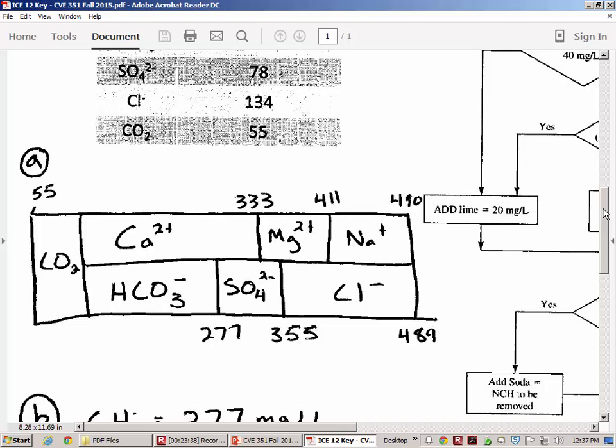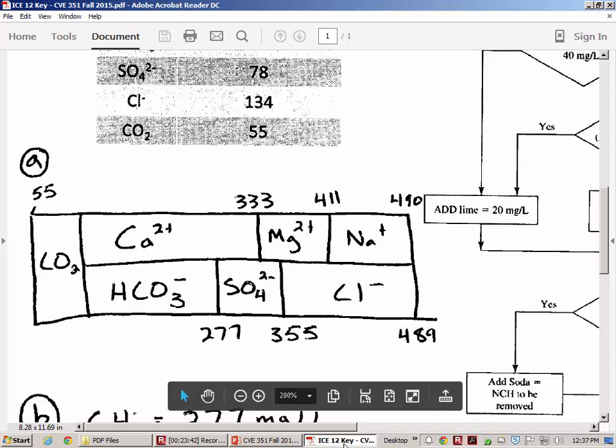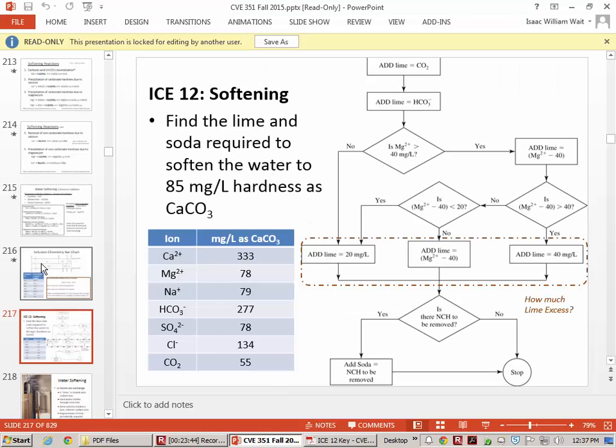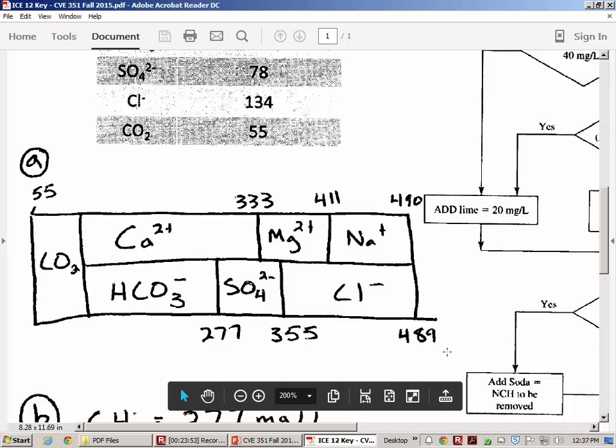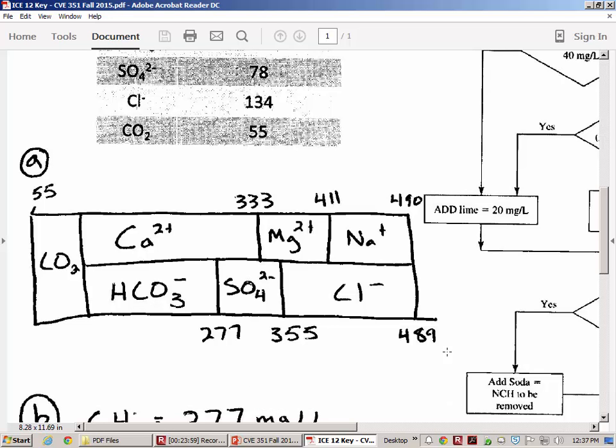Now, this chart has different overlaps than the other one did. If we go back to the first example we looked at in the notes, that bar chart, the carbonate was bigger than the calcium. That's not the case in what we're doing now. In this one, the calcium is bigger than the carbonate. All that means is that some of the calcium is coming from sulfate and some of the calcium is coming from a carbonate source.